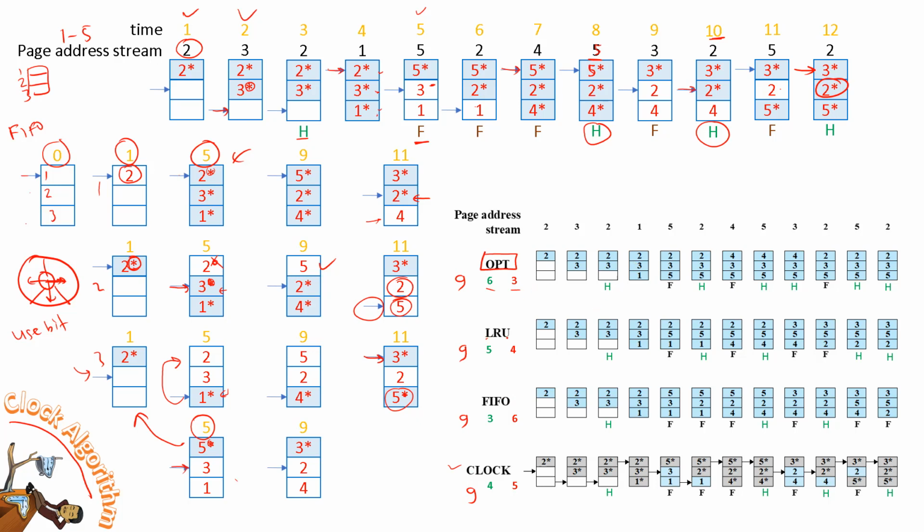Least recently used, you just look at the history, while the optimum one sees the future. First in, first out is easy, just like the clock algorithm: you just move 1, 2, 3, 1, 2, 3. So you are doing a circular buffer, same as clock, but the difference is you don't have the use bit.